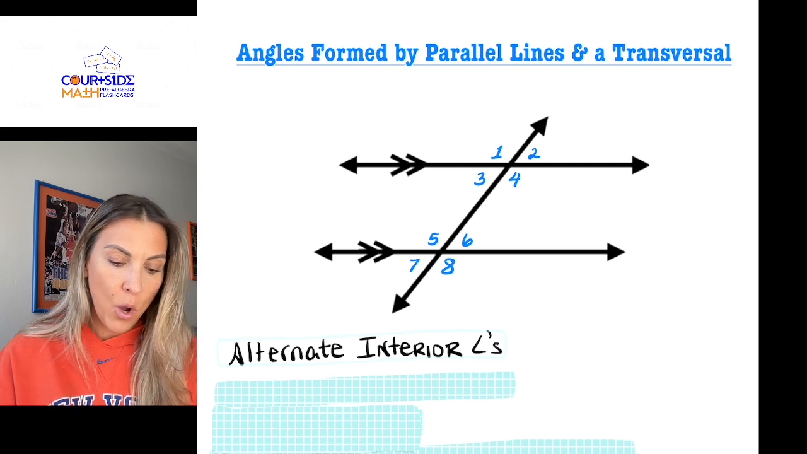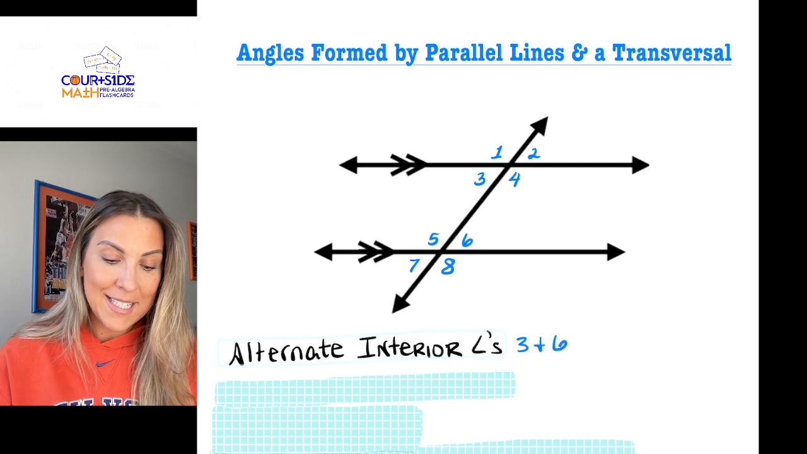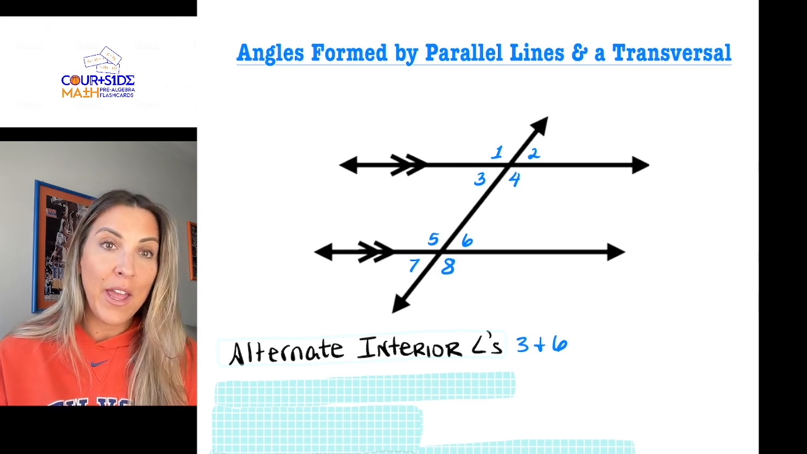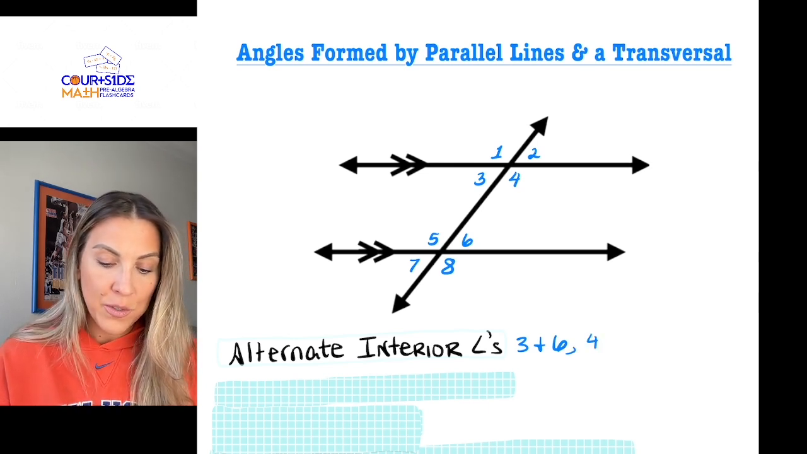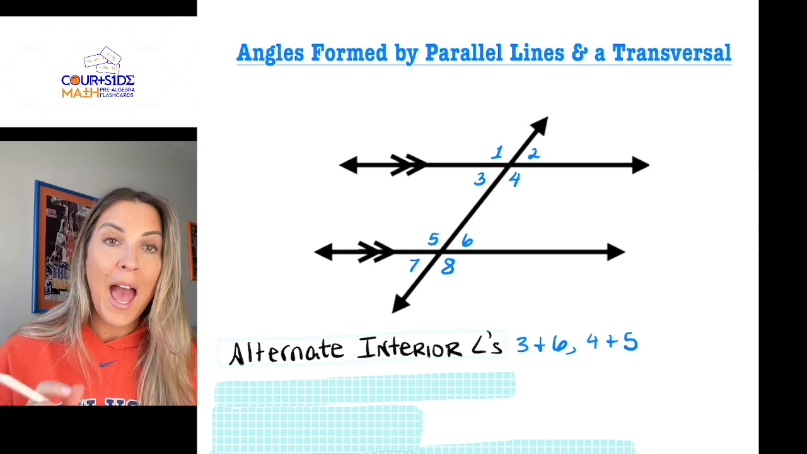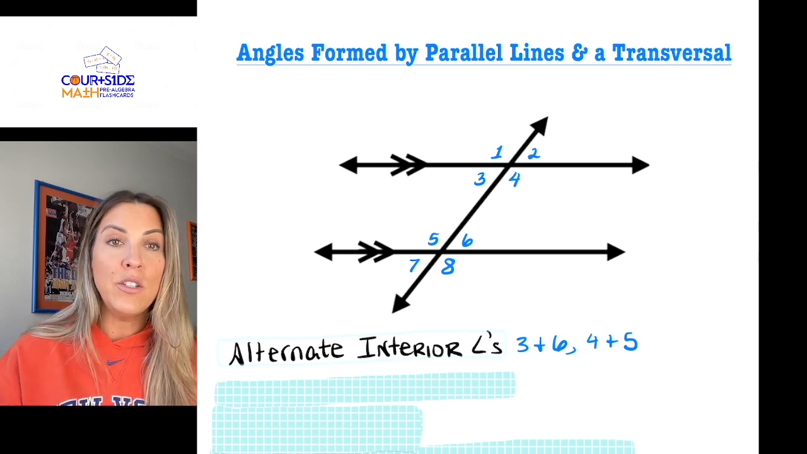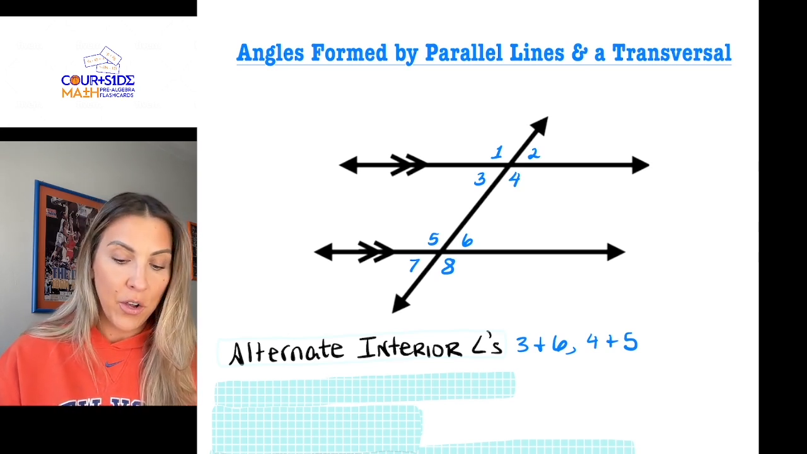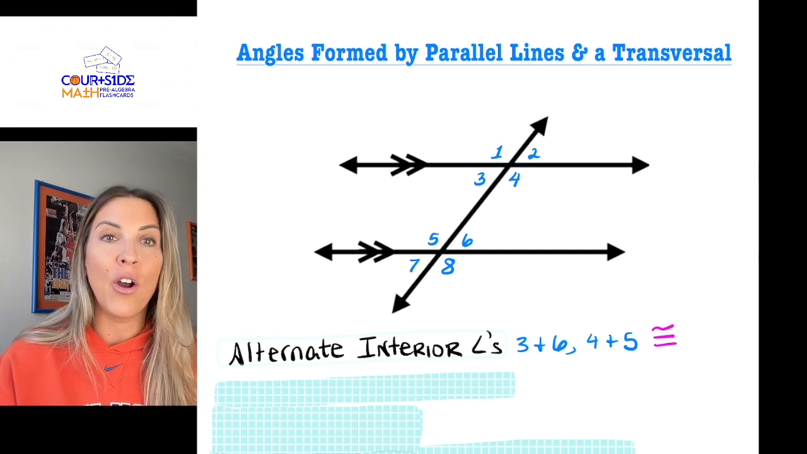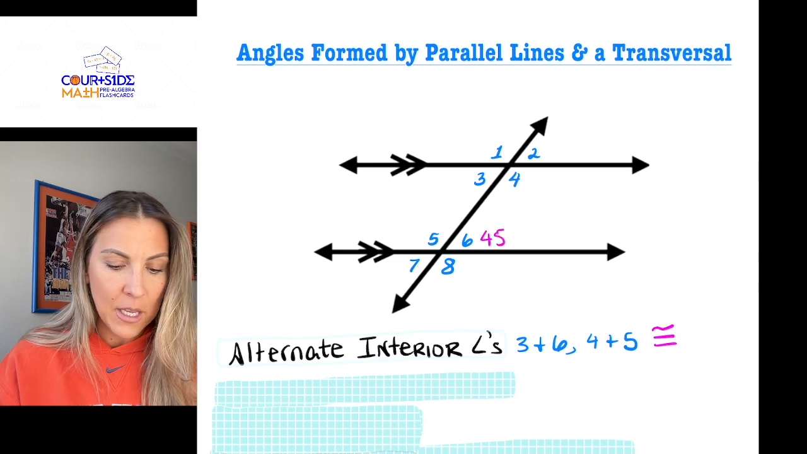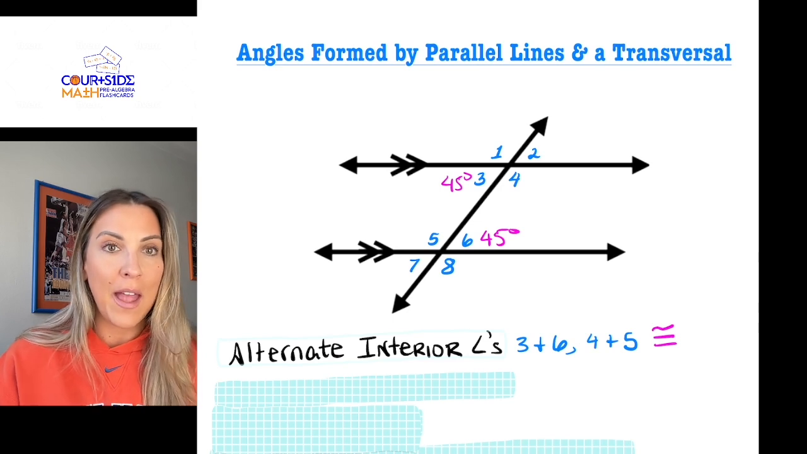So let's think about which angles have this relationship. Looking at the inside angles, angles 3 and 6 are both inside the parallel lines. They're on opposite sides of the transversal and they're diagonal. They are alternate interior angles. So are angles 4 and 5. So the vocabulary is important. Knowing their name is important, but what's even more important is knowing their relationship. Once you know that two angles are alternate interior angles, the important thing to know about them is that they are congruent. Their measures are equal. So if I knew that angle 6, let's say, was 45 degrees, then angle 3 also has to be 45 degrees, okay? They have to be equal in measure.